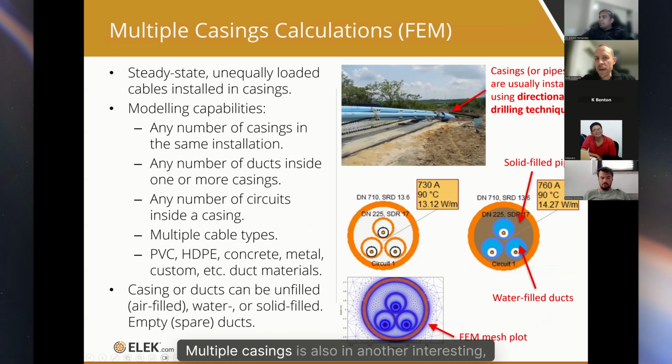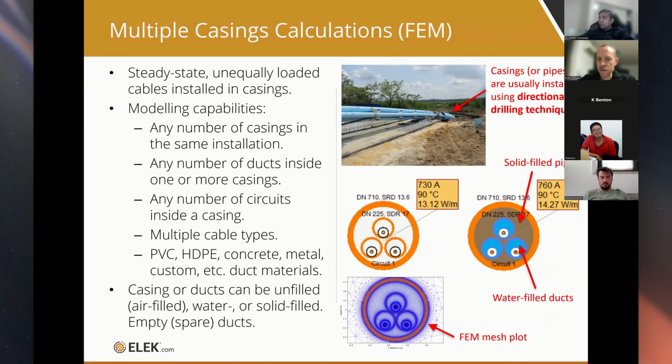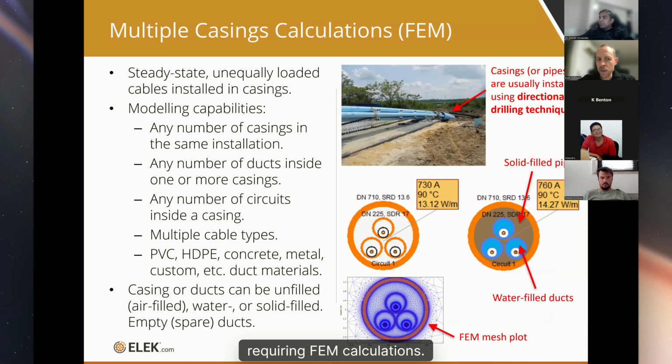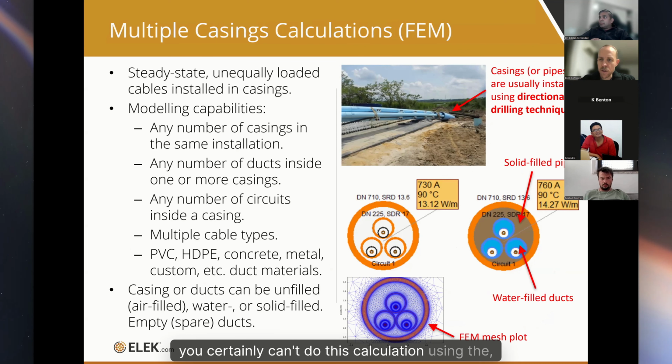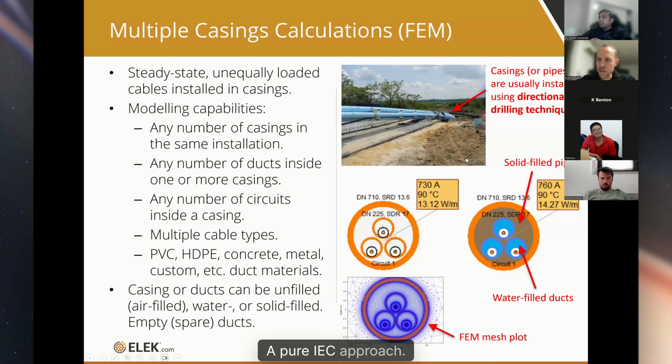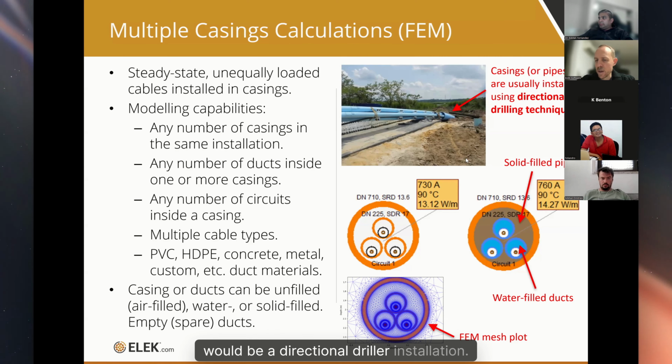Multiple casings is also another interesting, challenging application requiring FEM calculations. That's where you've got cables in ducts within a pipe or an outer duct. You certainly can't do this calculation using a pure IEC approach. The application of this would be a directional driller installation.